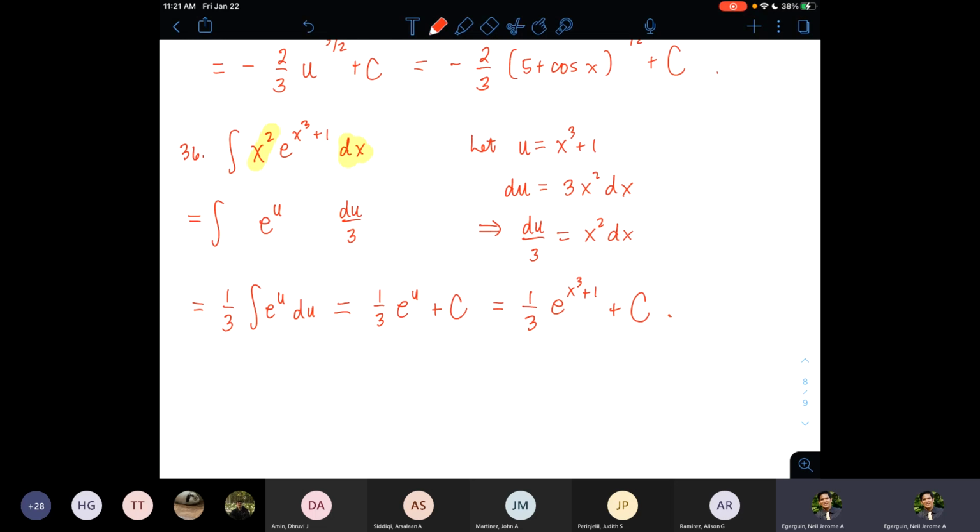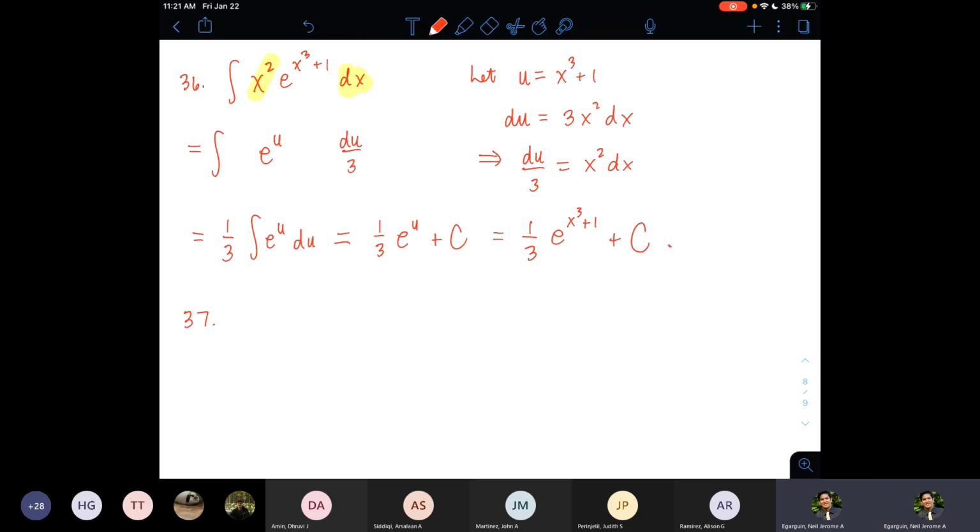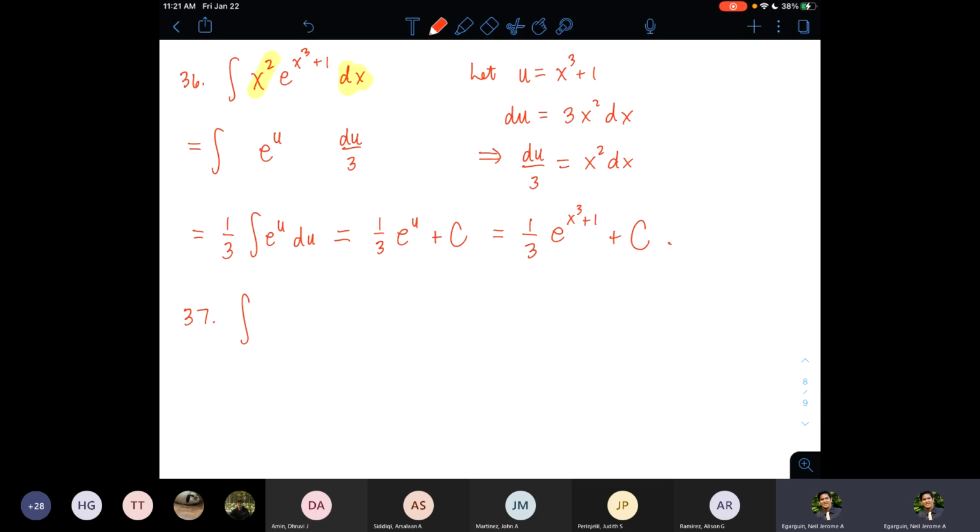Okay, so let me try which one. Okay, so I'll try problem 37, and then I'll go to that problem they suggested in the chat. Right, this one involves integrating a quotient. The integral is secant squared x over tangent x dx.